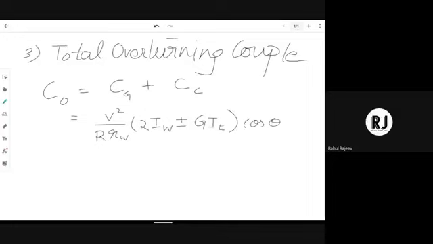This was the gyroscopic couple plus the centrifugal couple, which was Fc into h cos theta, and Fc was mv squared by R. So this is mv squared by R multiplied by h cos theta. This is the total overturning couple. So now cos theta is also a common term.